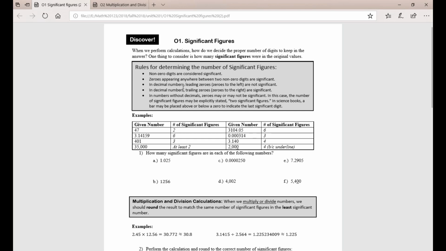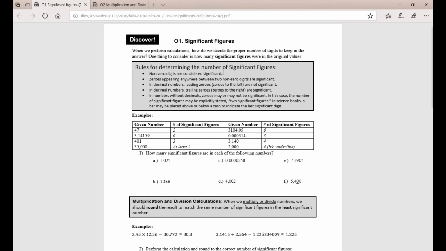Now, in decimal numbers, okay, this refers to numbers that are in decimal format. Leading zeros, in other words, zeros to the left, are not significant. So I already said that before. So this number right here, 0.000314. These 3 zeros are just here simply to hold a place value so that the digits start in the correct place value. So those are not significant. So in this case, I only have 3 significant figures.